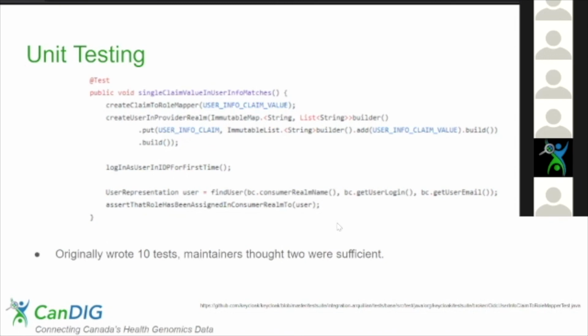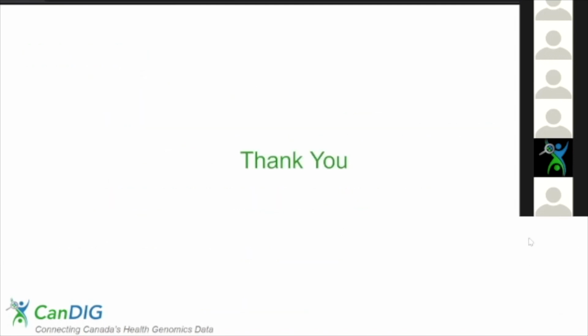Now, originally I wrote around 10 tests to check all the different fringe cases that may occur through using the user info endpoint. But after the maintainers finally checked it, they thought only 2 were sufficient. So that gives you an idea of how many tests they're looking for when it comes to PRs. And that's essentially it when it comes to writing tests in Keycloak. If anyone has any questions, both about testing itself and more security-related things, I'm happy to answer any questions.